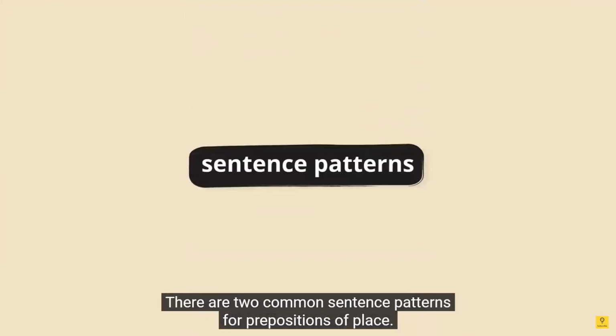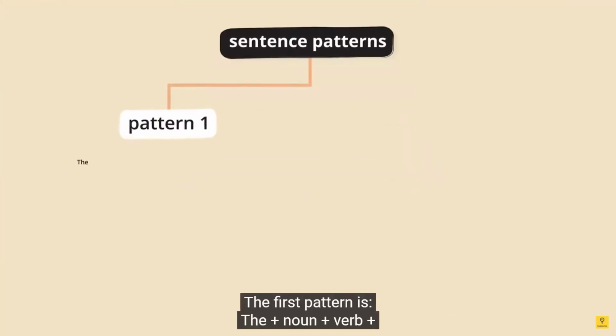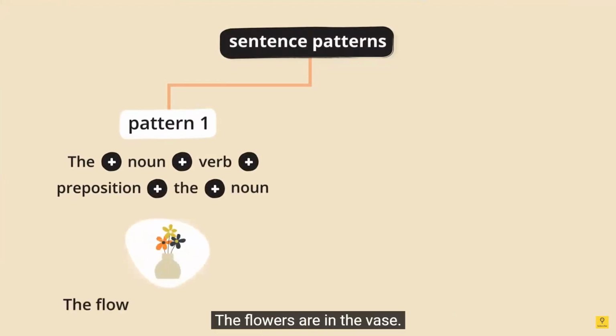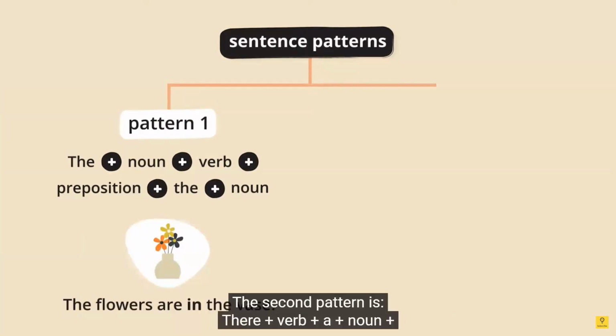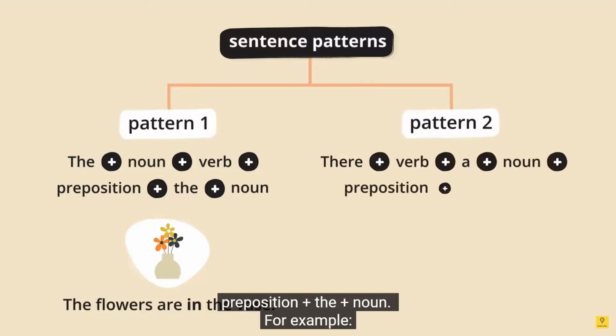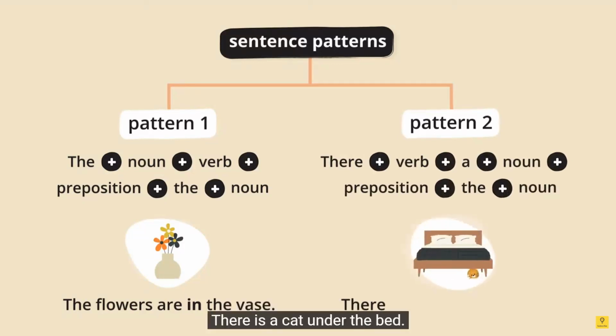There are two common sentence patterns for prepositions of place. The first pattern is: the, noun, verb, preposition, the, noun. For example, the flowers are in the vase. The second pattern is: there, verb, a, noun, preposition, the, noun. For example, there is a cat under the bed.